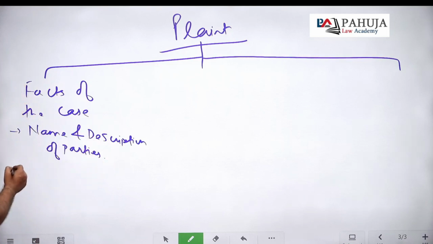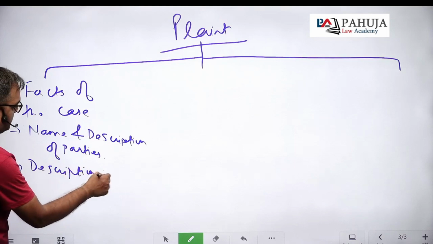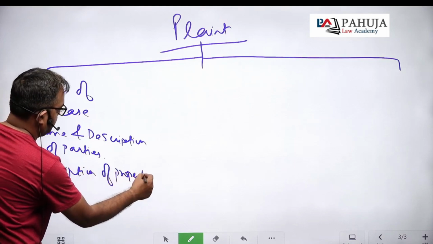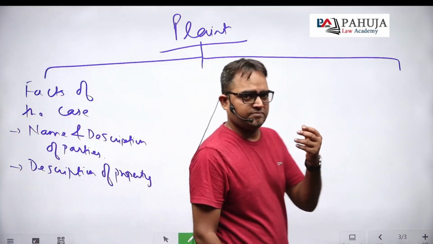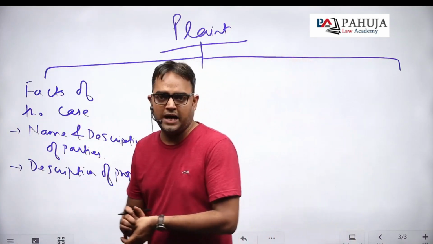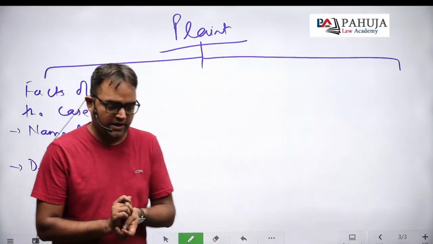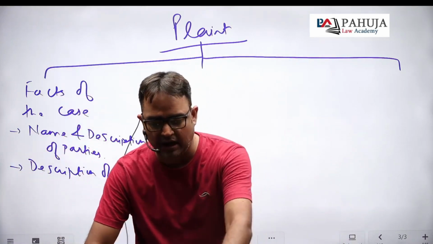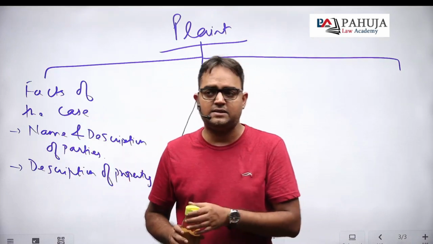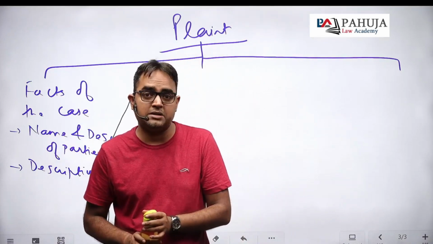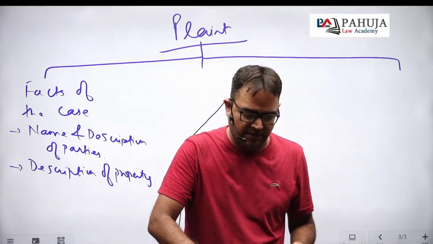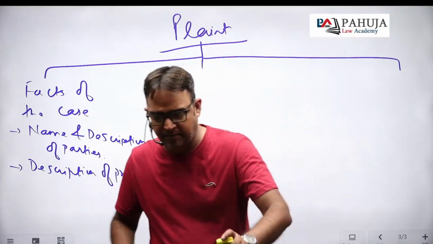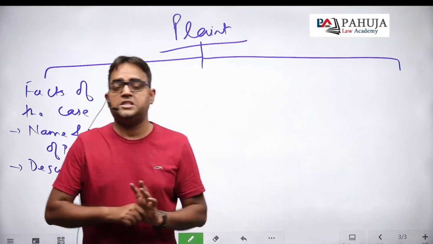The second point is going to be, if there is any property involved, you also have to describe the property. So description of property must also be there, right. Now description of property, let's say the property is a house, right. How do you describe a house, right. Whenever I have asked this question, the most obvious answer that people try to give is the area or the measurement of the house, that sir, it is this long, this wide, which is not wrong.